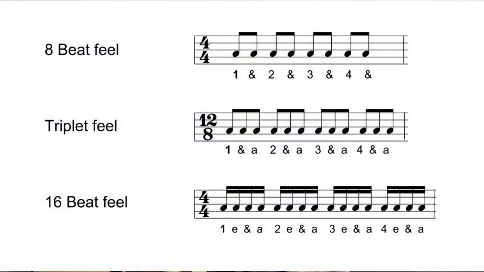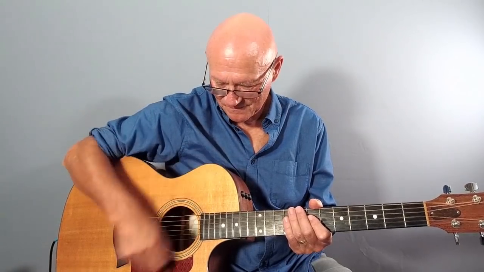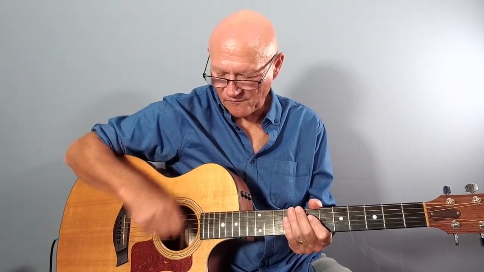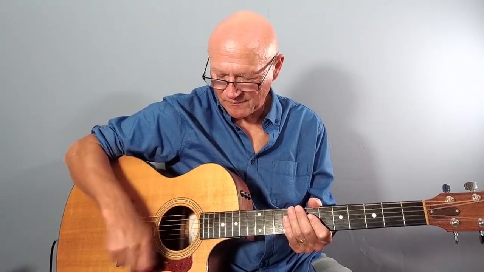Don't be too put off if the notation means nothing to you. Actually, the most important thing here are the lines beneath the notes, where I have shown the way I vocalize these rhythmic feels. Let's demonstrate. The underlying strumming pattern for an 8-beat feel looks something like this. And I vocalize that as 1 and 2 and 3 and 4 and 1 and 2 and 3 and 4 and.